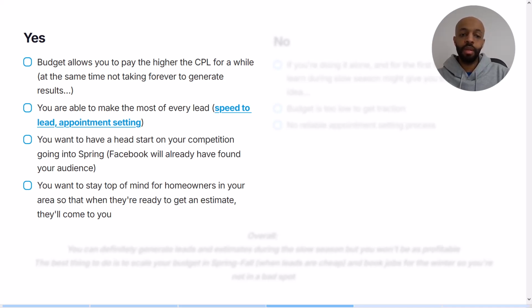Third reason is maybe you want to get a head start on your competition going into spring because Facebook is basically just a data hungry machine, okay? And you're asking it to find your audience. You're asking it to find homeowners in your area who are the type to respond to ads on Facebook. That's a lot that Facebook needs to do.